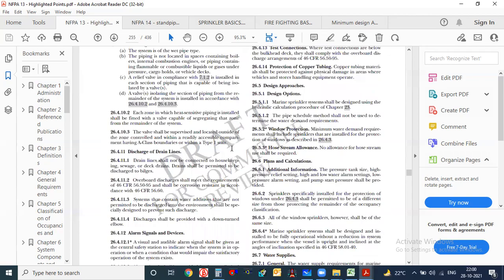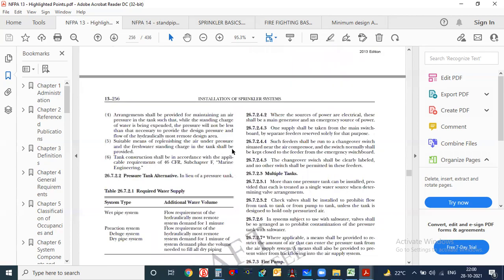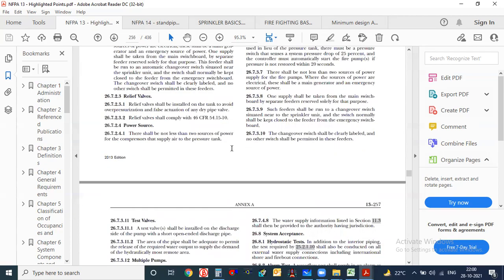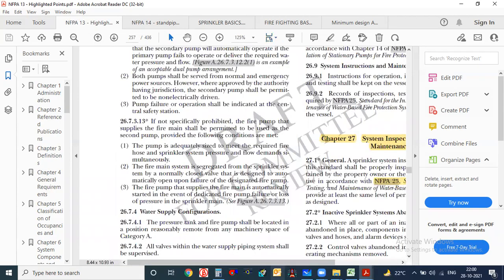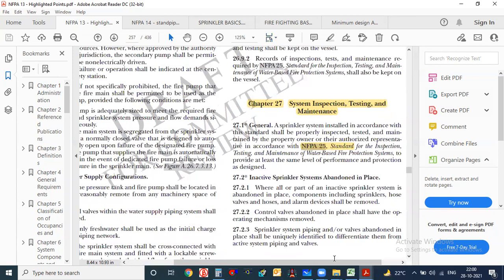Next, one drawing is given here, so I'm trying to check that drawing only. So many things are given. Now, system inspection, testing and maintenance. Whenever you want to do inspection, testing and maintenance, go to NFPA 25.